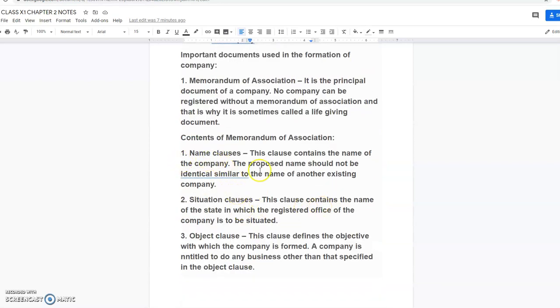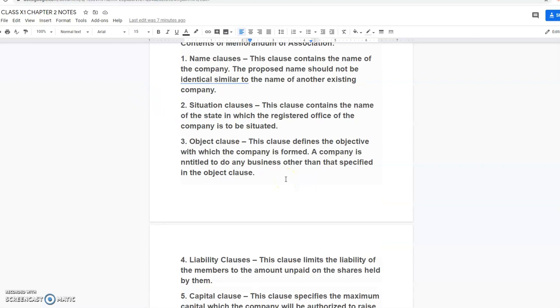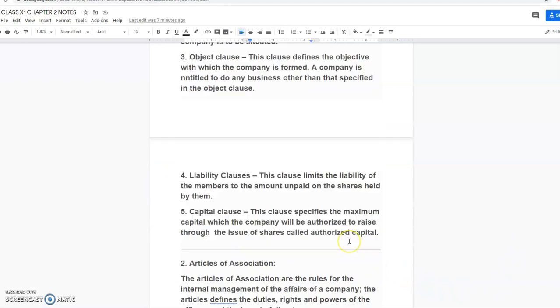It is a very important question, dear children. It's a very simple question, and a 6-marks question can come. So please cram it properly. It is given in your notes also. Try to learn it from your notes.